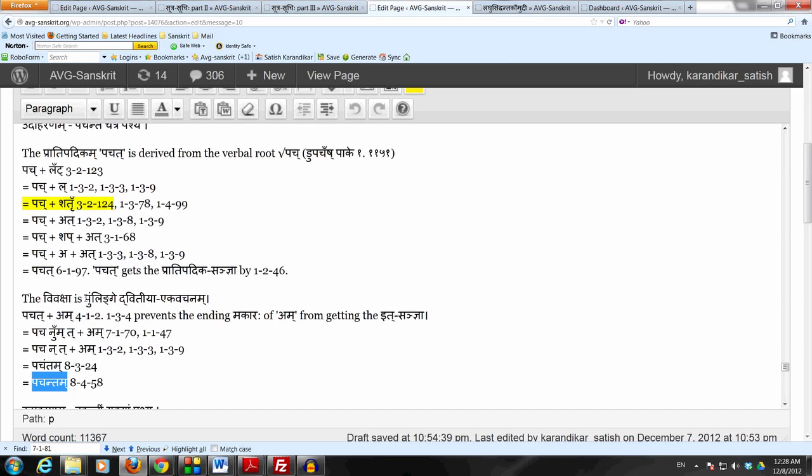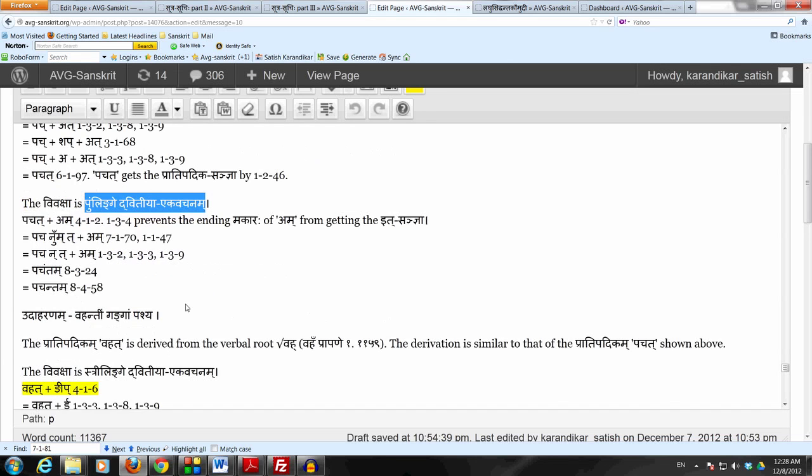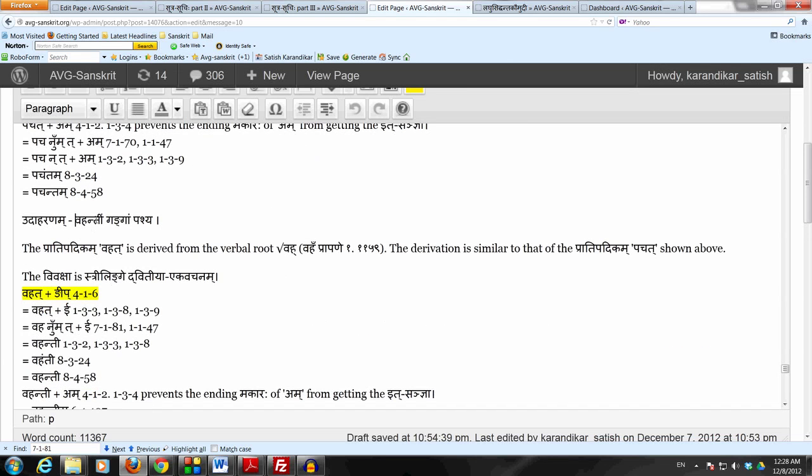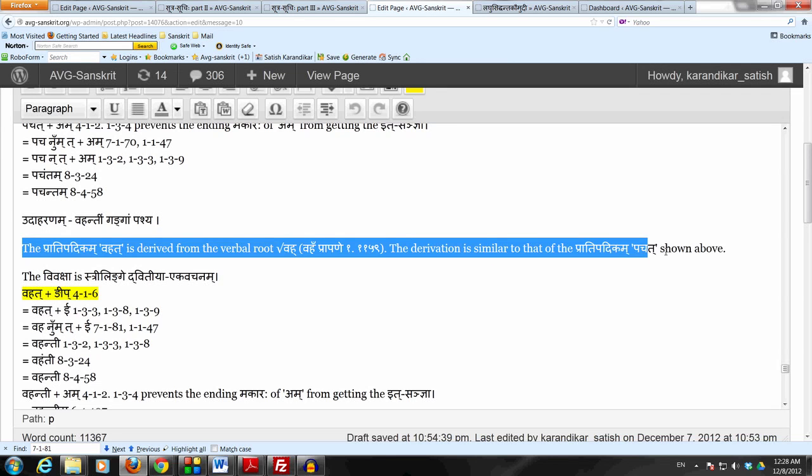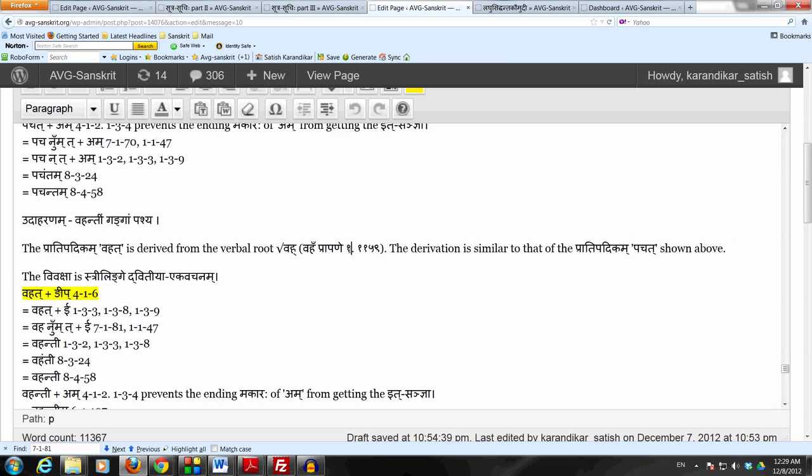Let's take another example. Let's say vahantim gangam pashya. Look at the river Ganga which is flowing. Now this pradipadikam vahat is derived very similarly to the way we derived pachat, because this is also in the bhavadi ganaha. Nothing much different from the derivation of pachat. But now this is qualifying Ganga, which is a feminine form. So we have to now add the appropriate stri pratyayaha.